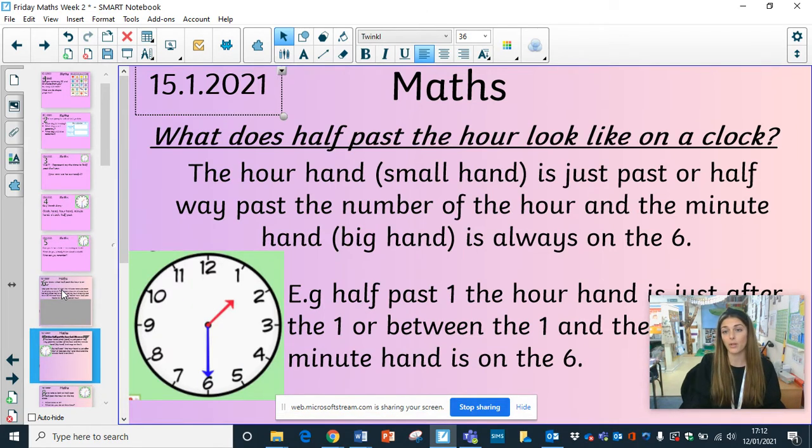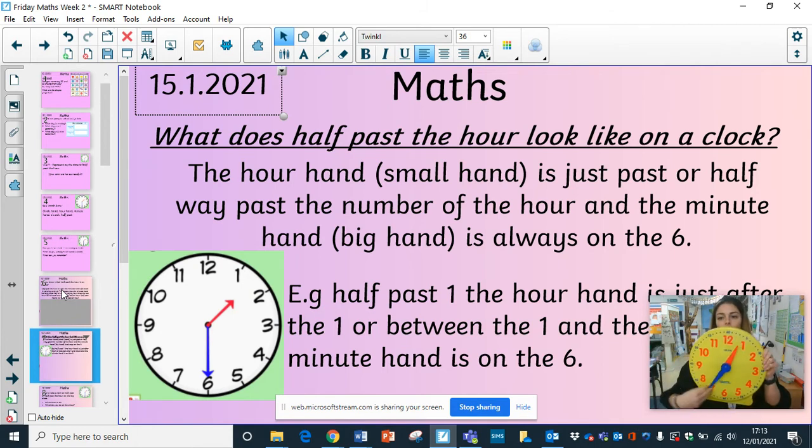So what does half past the hour look like on a clock? The one on the screen is showing you 1:30. The hour hand is between the 1 and the 2 because it's 1:30, so on its way to 2 o'clock. And then the minute hand is the bigger hand, the blue hand, on the 6, and it always stays there. For half past, the minute hand is always on the 6, and the only thing that changes is the hour. So this is 1:30, like the one on the screens.